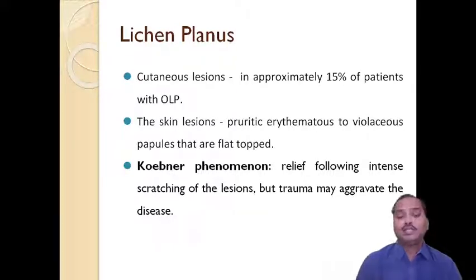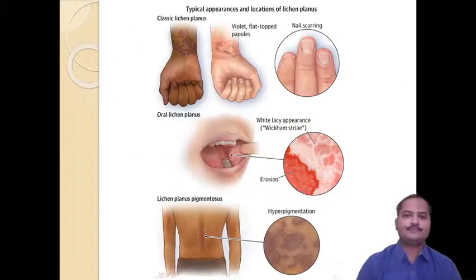present. There is a phenomenon known as Koebner's phenomenon, which is a relief following intense scratching. As this lesion is pruritic, scratching will be there for the lesions, and after scratching there will be relief, but this trauma from scratching will aggravate the disease. This is Koebner's phenomenon, which is present on the skin lesions.